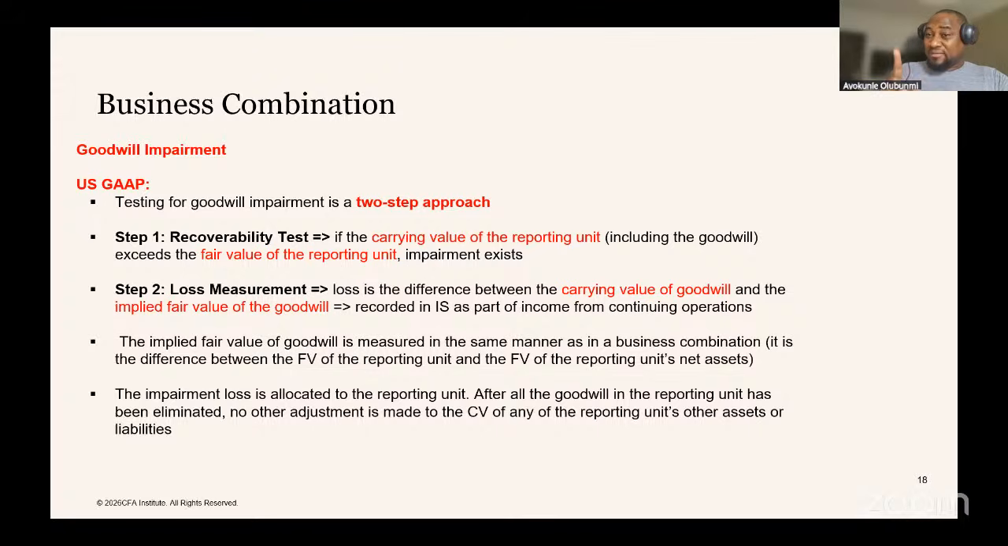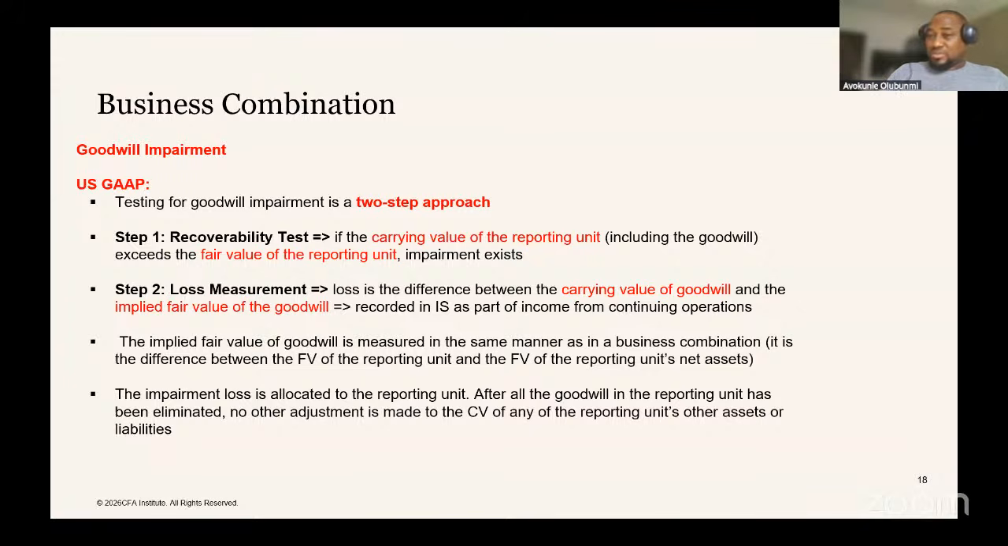Don't forget that under US GAAP, we're using the full goodwill method. And how do we do the full goodwill method? We compare the fair value of the company with the fair value of the company's net assets. Given that we are working at the reporting unit level, we'll compare the fair value of the reporting unit with the carrying value of the reporting unit's net assets. That difference will give us the what? The implied goodwill.